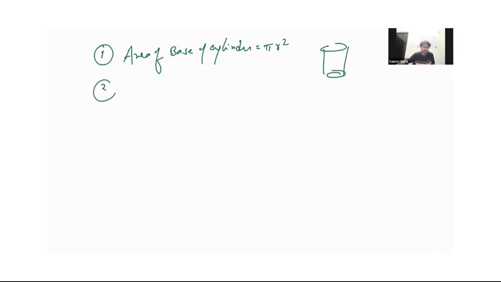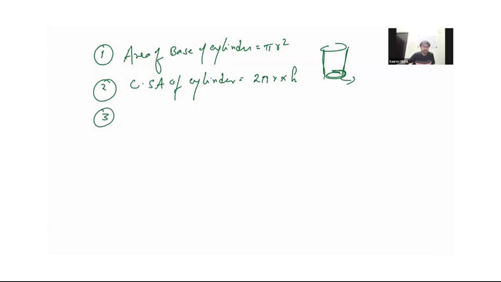So let us sum up. First is the area of base in cylinder. What is the area of base of cylinder? It is pi r square. Next is your curved surface area, CSA of cylinder. This will be the perimeter of base, that is 2 pi r, into height. So the curved surface area is 2 pi r into h.